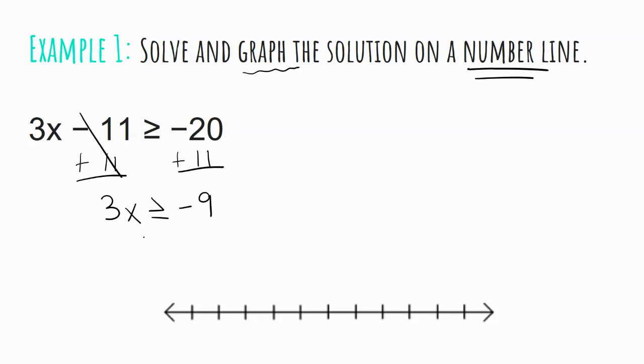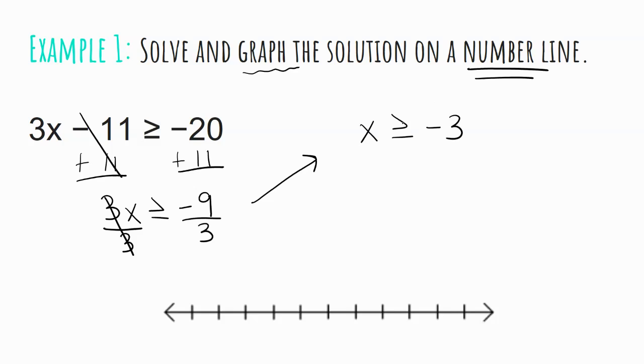So then my last step, remember that once I get to this point, my x isn't quite by itself. So since I have multiplication on the left-hand side, I need to undo this multiplication with division. So I'm going to divide both sides by positive 3. When I do that, the 3's are going to cancel on the left. And what I'm going to be left with is x is greater than or equal to negative 3.